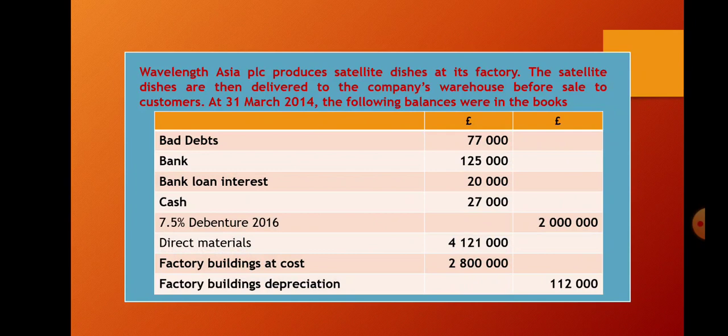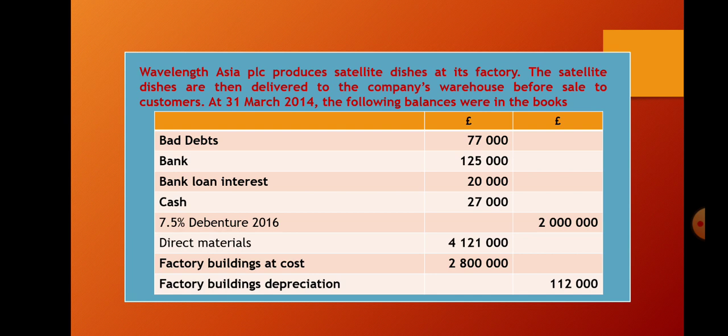Now they will be giving you a trial balance. So first we will be discussing how to classify this, under which headings it will come. First, bad debts. Bad debts is a part of administration expense, so we need to take it under that. Then bank balance. It is a current asset which should be shown under statement of financial position. Bank loan interest. It is the loan interest that is actually paid. Since it is an expense, it should be shown under finance cost in the statement of comprehensive income. Cash. That is the cash in hand which should be shown as current asset in the statement of financial position.